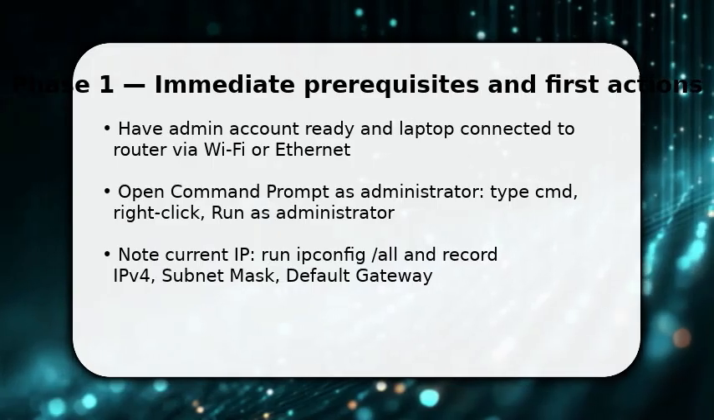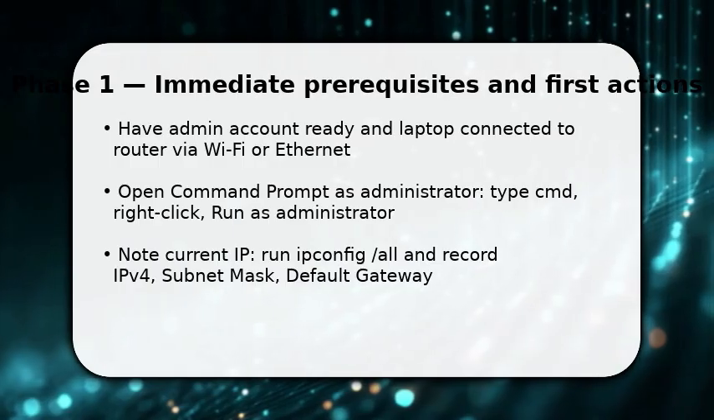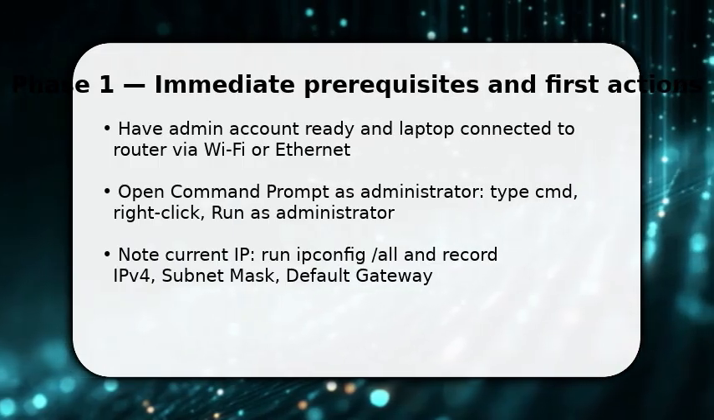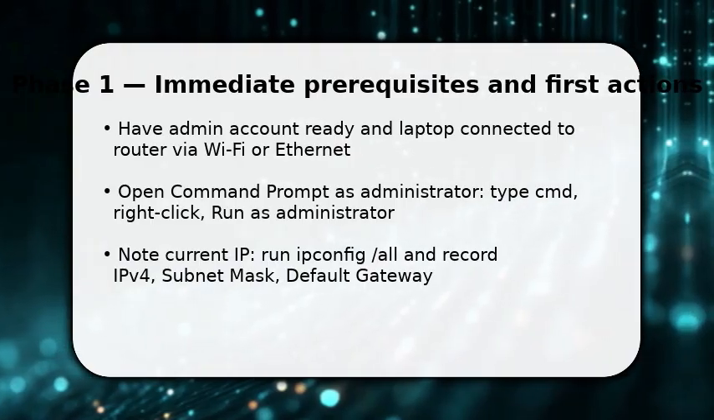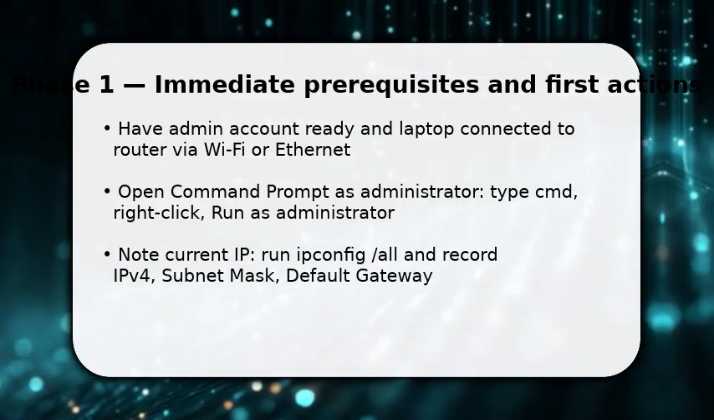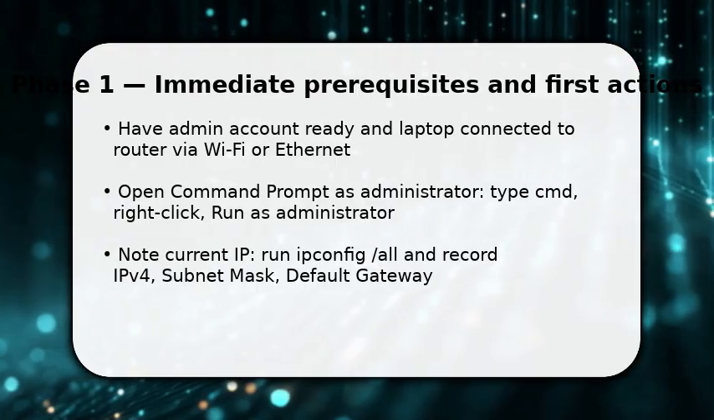You start by confirming quick prerequisites. You have admin rights and the laptop is near the router. Once done, open command prompt as administrator. Now run ipconfig /all to read your current IPv4 address, subnet mask, and default gateway.